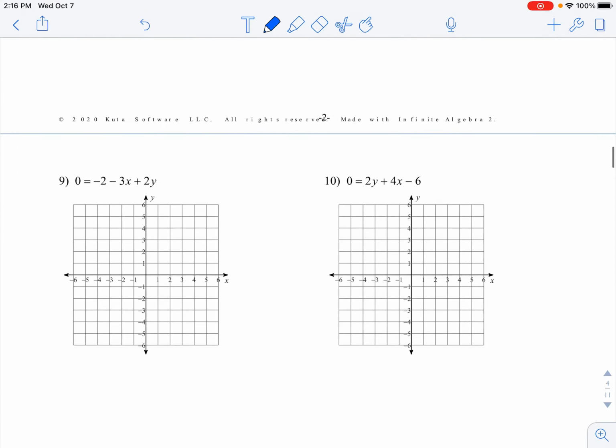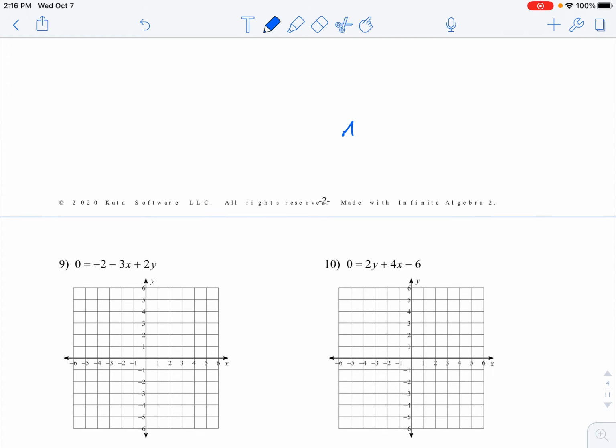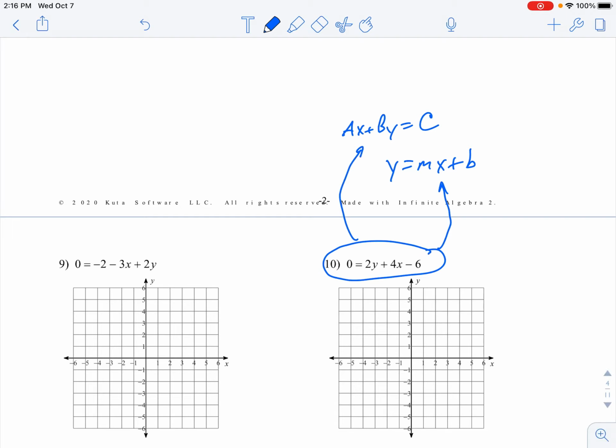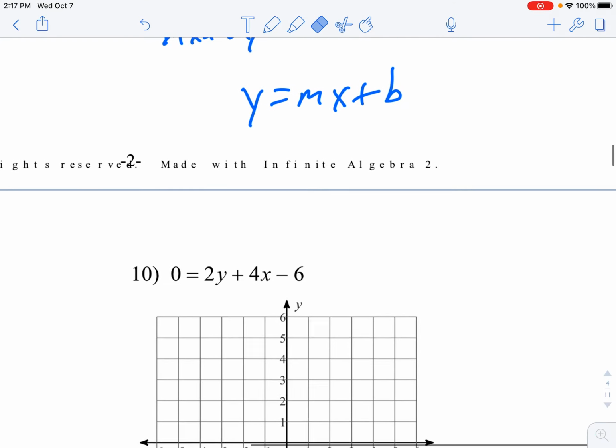Okay, now we're getting into equations that don't fit any particular form. Remember, standard form, x and y are on the same side, and there's a constant on the other side. Slope-intercept, y equals mx plus b. That's where y is isolated. We have a method to graph either of those. Look at number 10. This equation is not in either one of those forms. It's just different. So generally what you do is convert it into one of those 2 forms. Which one? That's up to you. It's whichever one you prefer.